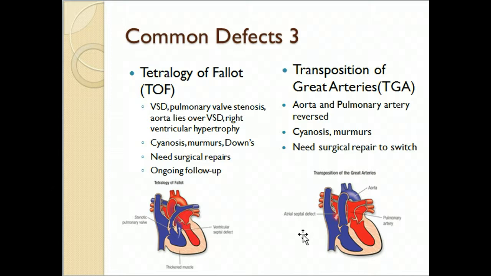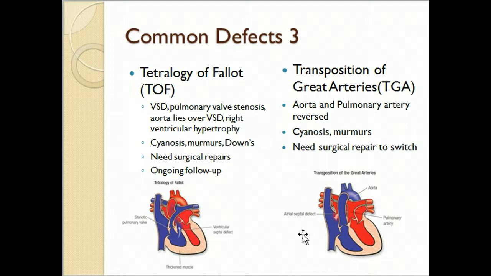Other common defects, tetralogy of Fallot. Tetralogy, 4 things, tetra. So these are very common, especially in kids that have Down syndrome. Very common in Down syndrome. Again, not every child who has Down syndrome is going to have a congenital heart defect, but this is one of the more common ones. So you have 4 things. You have a ventricular septal defect, and it's often pretty large.